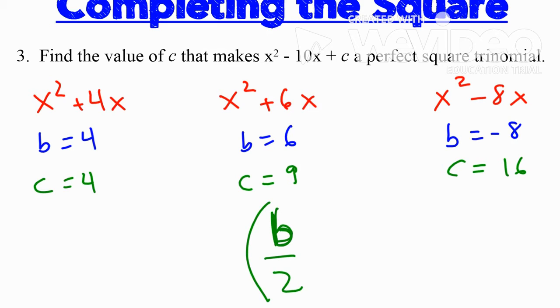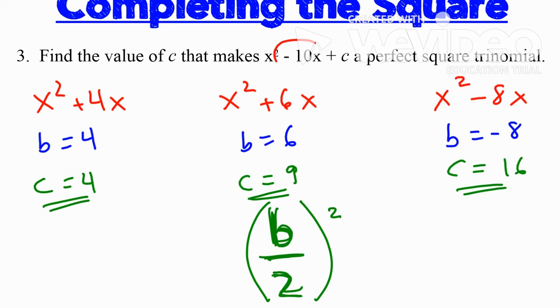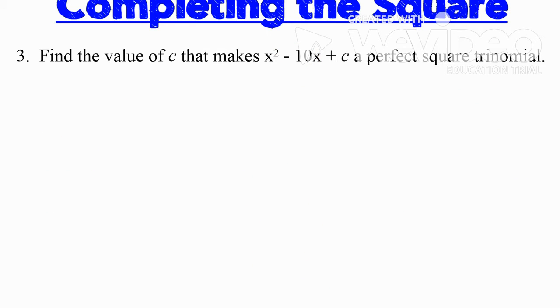Whatever your starting b number is, if you take half of it and you square it, you'll find the answer for C. So as long as you know how to find the b position number, and as long as you know how to find half of it and to square it, you can do this problem without needing all those algebra tiles. So again, the formula is find the b value, take half of it, and square it.